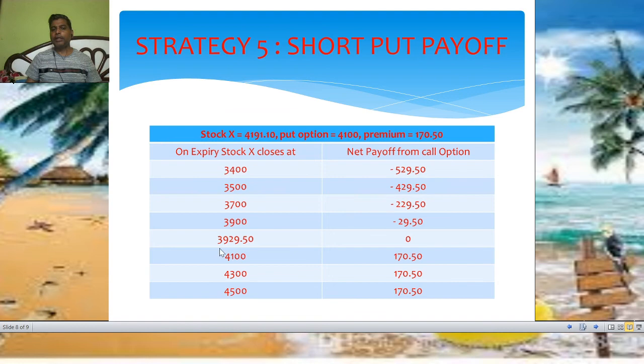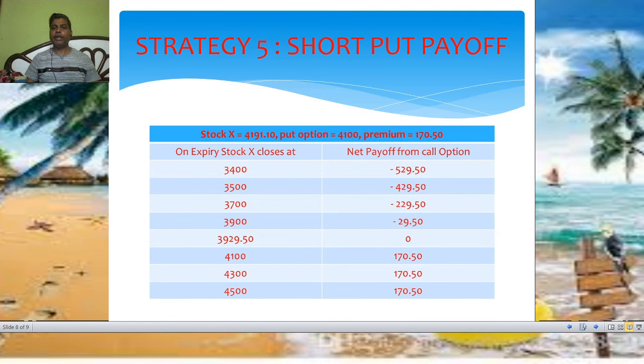But if it closes at 3929.50, which is the break even point, then the seller will have no profit, no loss. But the moment the stock or index starts moving above this break even point, the seller will start making the profit. So if it closes at 4100, the seller will have the profit of 170.50. If it closes at 4300, the seller will have the profit of 170.50. If it closes at 4500, the seller will have the profit of 170.50.